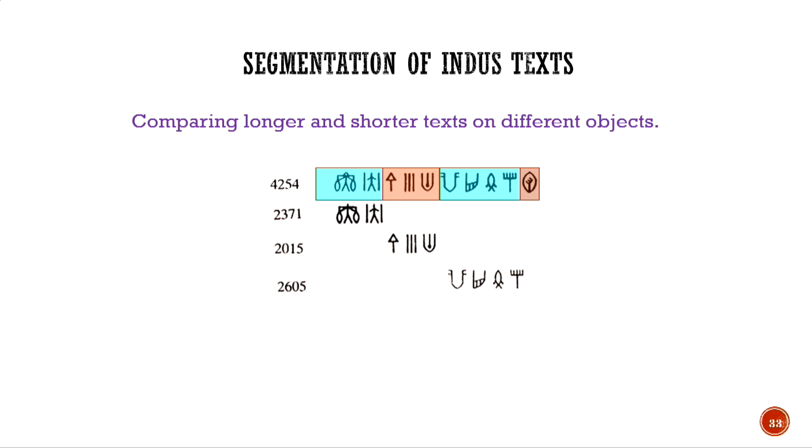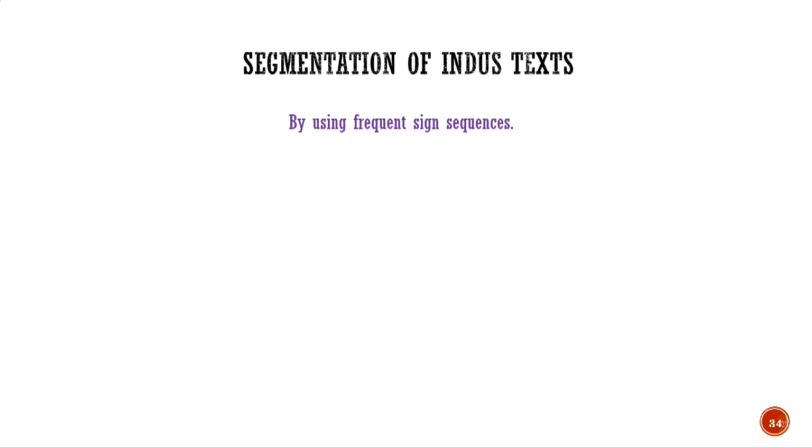This is a 4-digit number, sorry. And then the components of this longer text appear on 3 other objects. So if you consider they are complete texts, you can segment them in this way. We can also consider frequent sign sequences as meaningful units of information, and use them to segment the text. Another way of segmenting is, if we have a long string, you just keep on finding the weaker and stronger junctions.